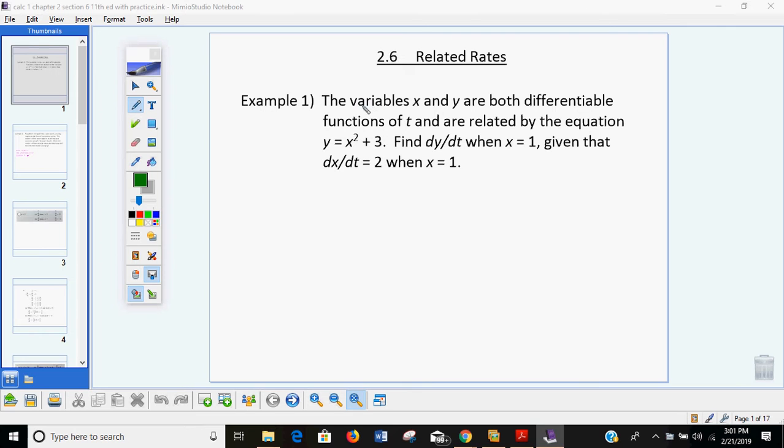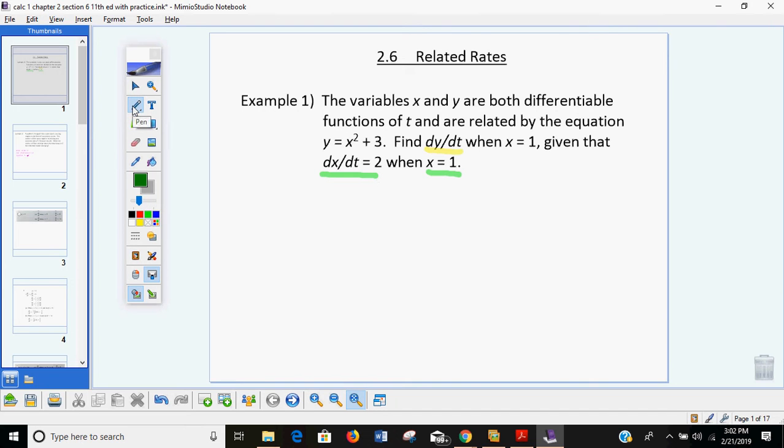So let's look at this first example. The example says the variables x and y are both differentiable functions of t and are related by the equation y equals x squared plus 3. Find dy/dt when x is 1, given that dx/dt is equal to 2 when x is 1. So first, let's identify what we're finding. We're looking for dy/dt. They've given us a couple of hints. It's given that dx/dt is 2 and x is equal to 1.